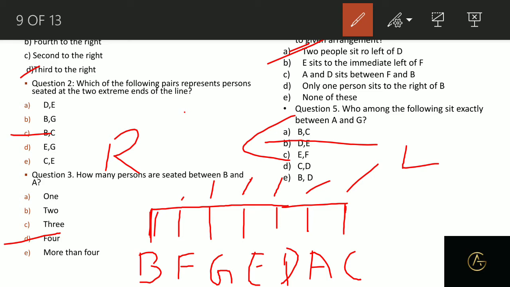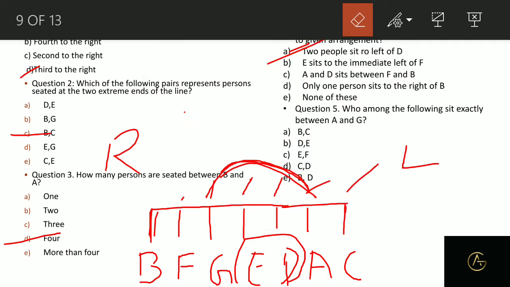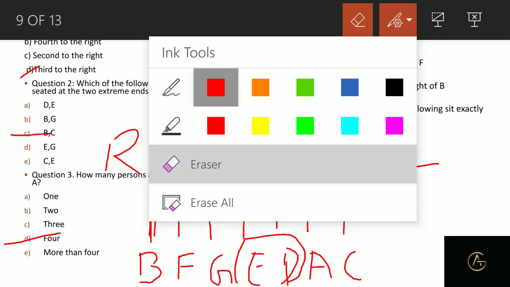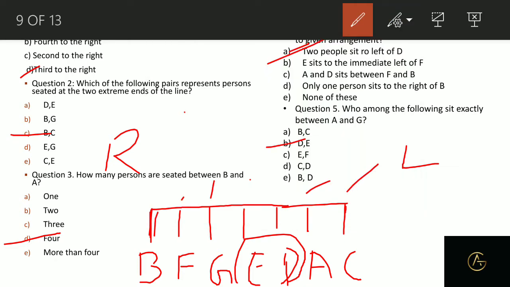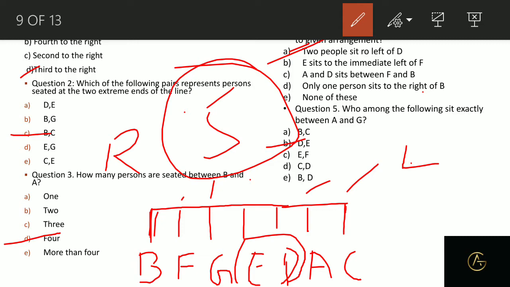Right. Then fifth question. Who among the following sit exactly between A and G? In between E, A and G, which 2 persons are sitting? E and D. E and D, that is B option. D and E. Right. So if you solve this and solve the questions, you will get 5 marks. Your 5 marks are safe. Right?